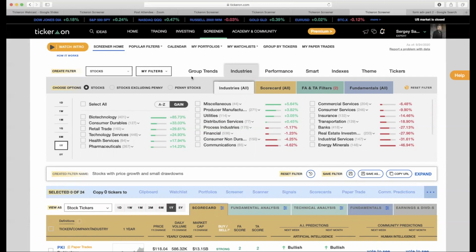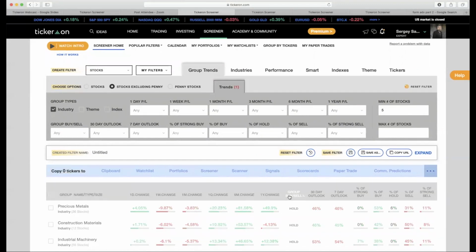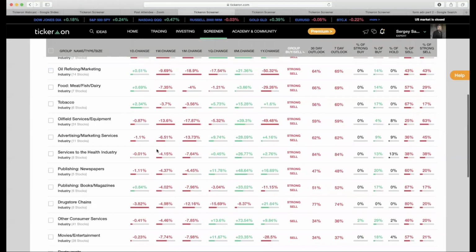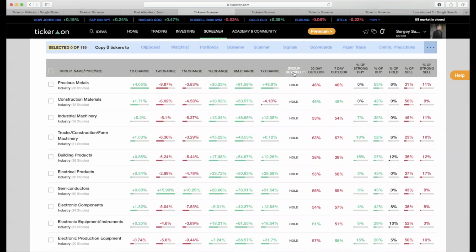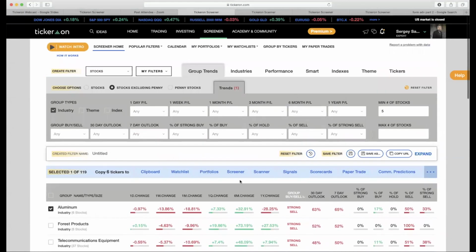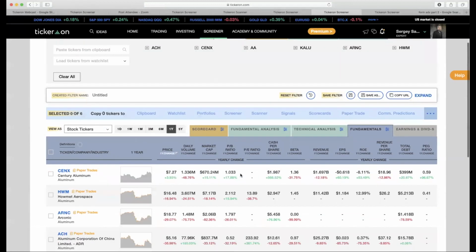So let's switch it up a bit. Let's do industry, for example. So for industries, we don't even have any buys. Look at all these strong sells we have, right? A lot of shorts going on. No strong buys, just holds and shorts. So let's go in the screener, right? And then here we have this list of stocks that you'd want to short.